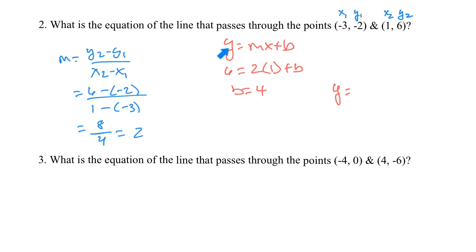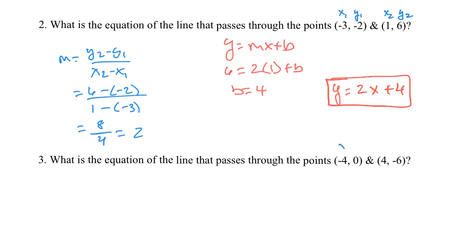Excellent. So now, to get my final equation of a line, again, if you recall, I stick back in my y and my x. Those letters stay. All I'm going to do is plug in for my m and my b. So y equals 2x plus 4. Booyah!